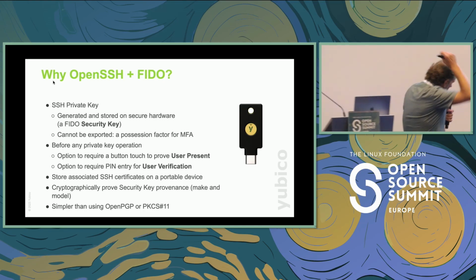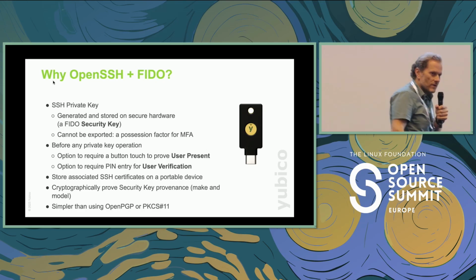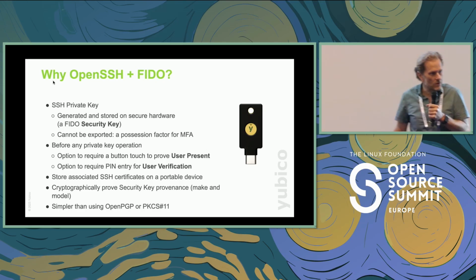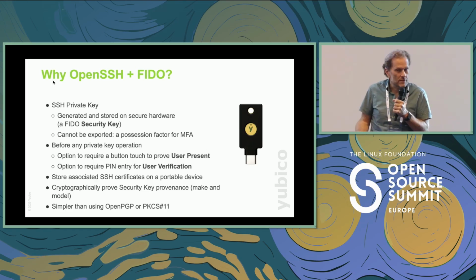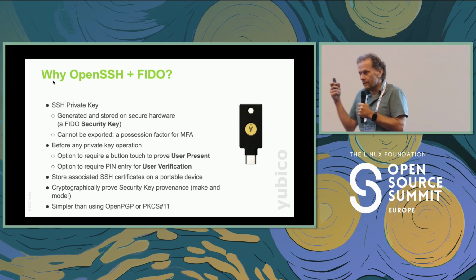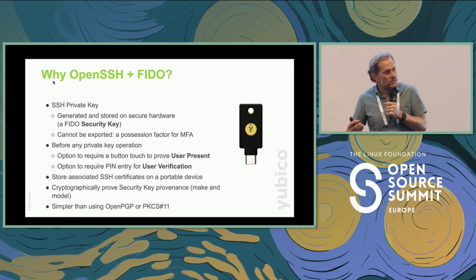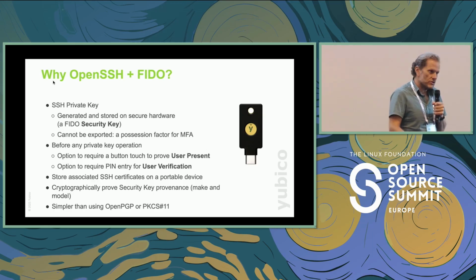So why would you use FIDO with OpenSSH? Well, the goal is to protect your private key, and there's actually different ways to do this. FIDO is not the only way. You also can do this with PGP. So if you have an OpenPGP smart card, that also works because you have this PGP agent that can act as an SSH agent, and that is a popular way to interface with secure hardware.